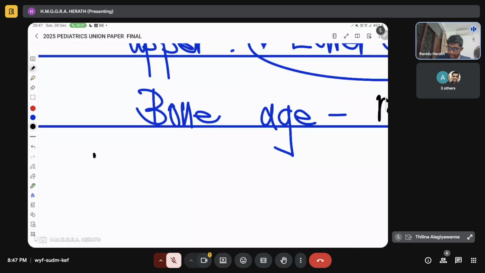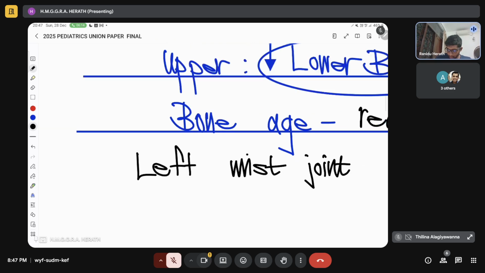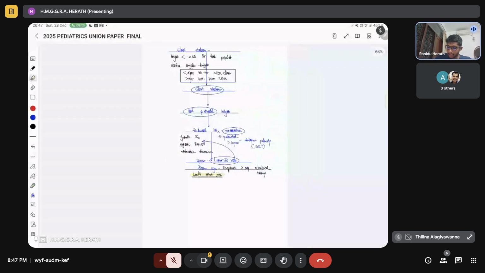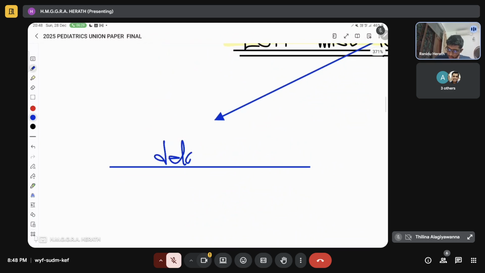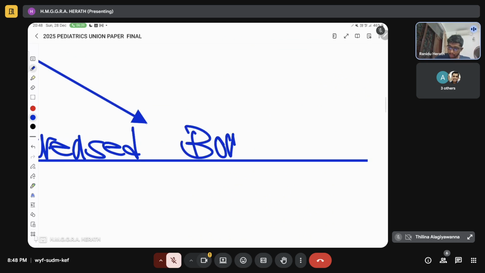One of the common areas that is taken is the left wrist joint, and then they look at the growth plates of the wrist and also the carpal bones, and they identify the growth age of the child, right? So there are conditions which lead to short stature with delayed bone age, and then there are also conditions which lead to short stature with increased bone age, right? So those are two types of short stature causing conditions, right?